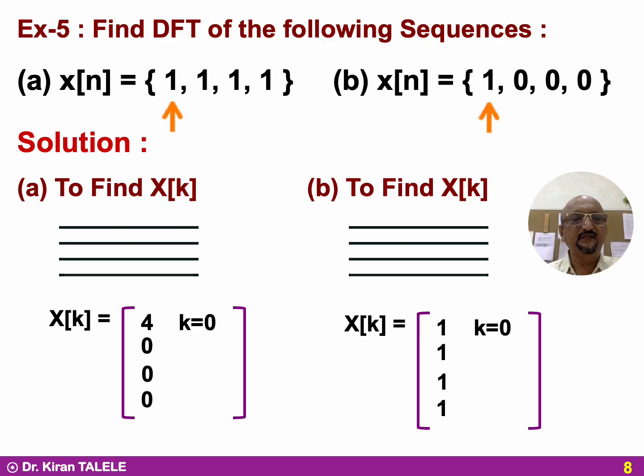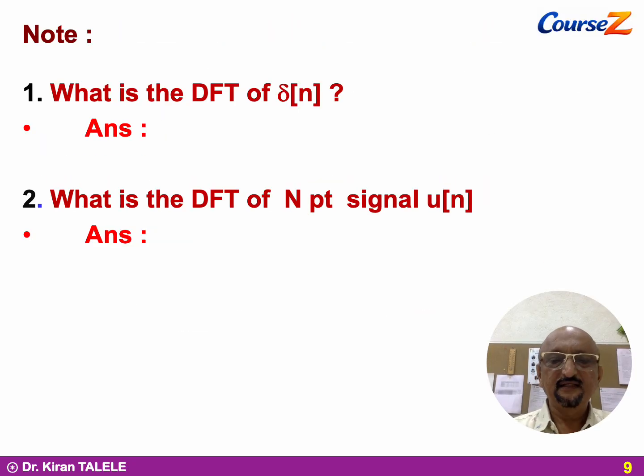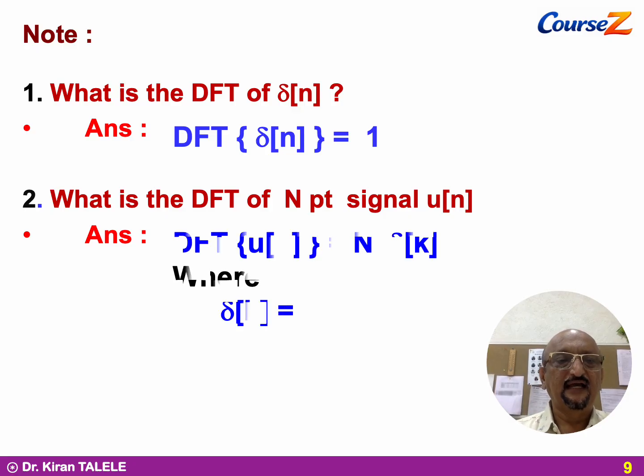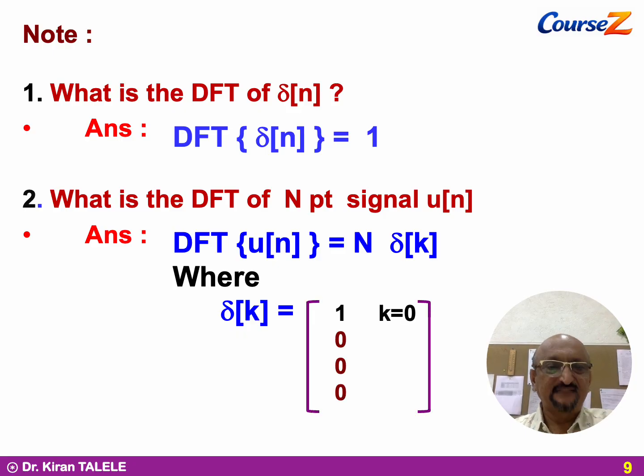We can conclude something from this. 1, 0, 0, 0 is a delta of n sequence and therefore the DFT of delta of n is always equal to 1. Whereas 1, 1, 1, 1 is a u of n sequence and the DFT of u of n is N times delta of k, where delta of k is 1, 0, 0, 0. If N is 4, 4 times delta of k. When N is 8, 8 times delta of k. Delta of k is 1, 0, 0, 0.